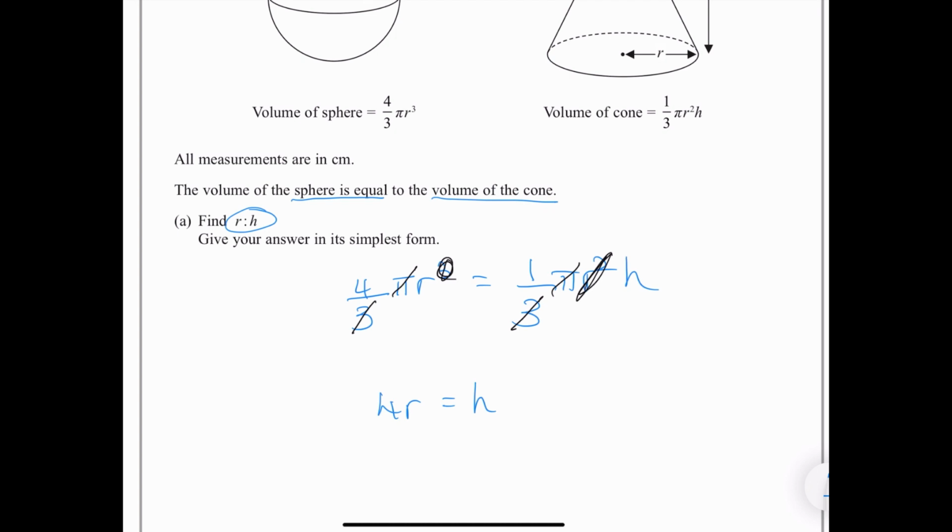And I have to give the answer r to h. Okay, so r to h. So what would that be then? I've got 4 lots of r equals h, so that would be 1 to 4.